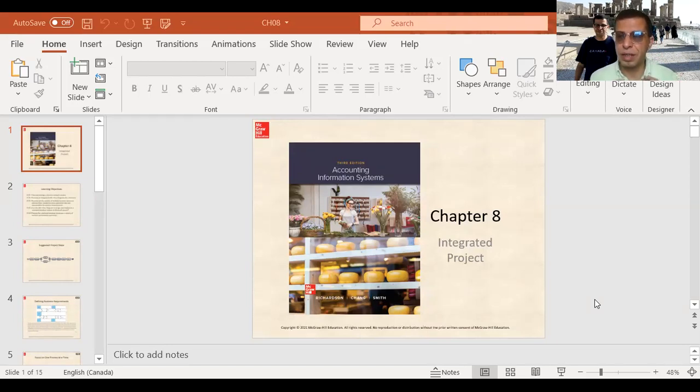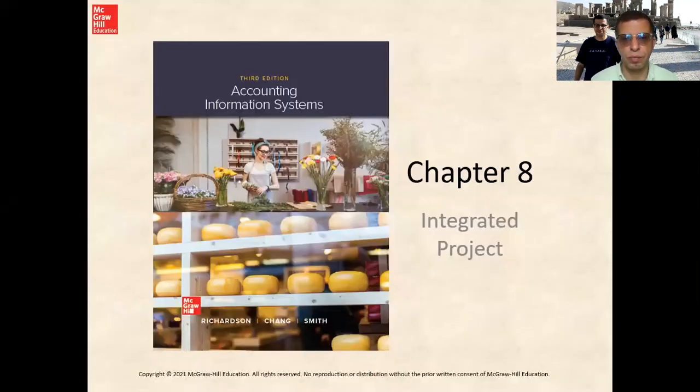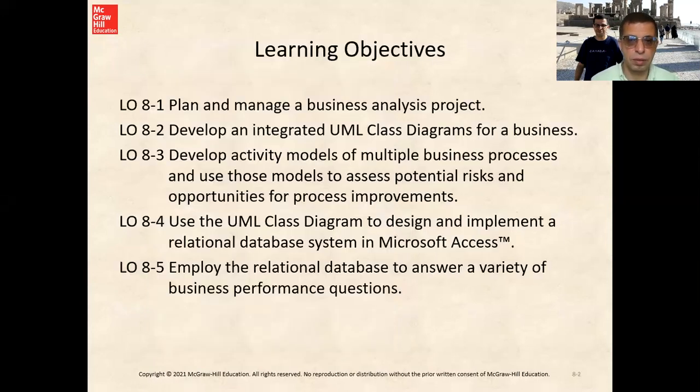We're not going to go into the details, but we're going to get an understanding of how you integrate the whole event together from an accounting software application point of view. So in Accounting Information Systems, chapter 8 is an integrated project.